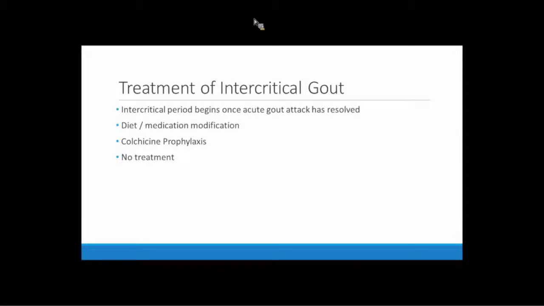And if they're already on colchicine, keep it going, because even if it fails, the attack is likely to be fewer joints and less intense and of shorter duration if they're on colchicine than if they're off it.